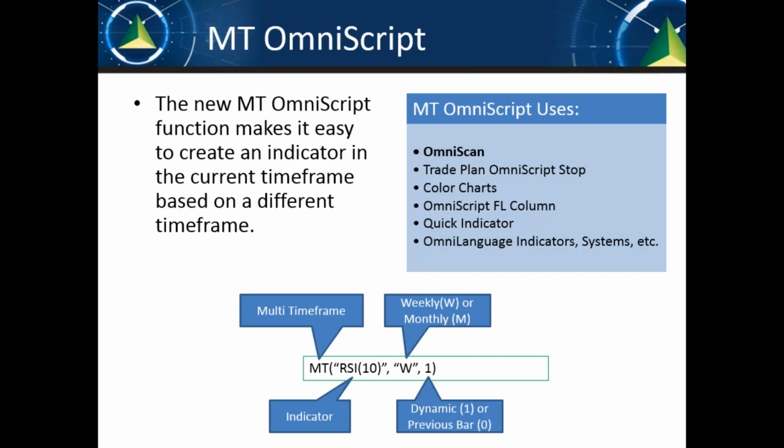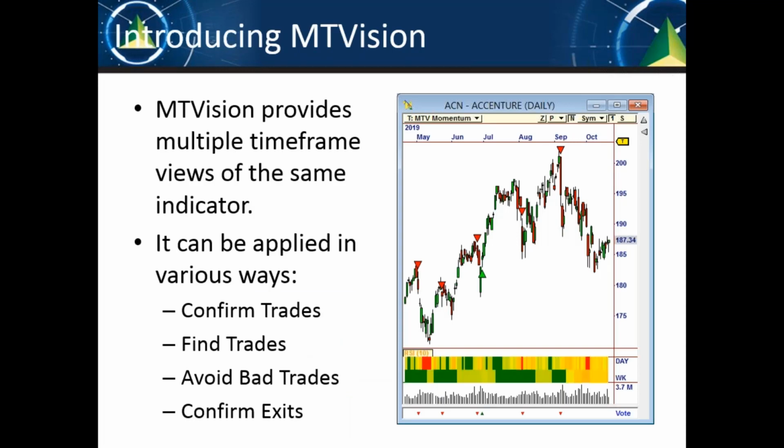Okay, so those are the multiple time frame tools that are in the base OmniTrader. Now the package includes a plugin, and we call the plugin MT Vision. And of course, that would stand for multiple time frame vision. What this does is it takes those indicators we just talked about and condenses them into a view that is very simple to look at.